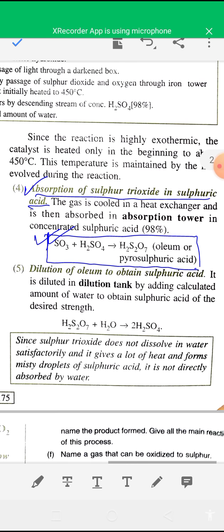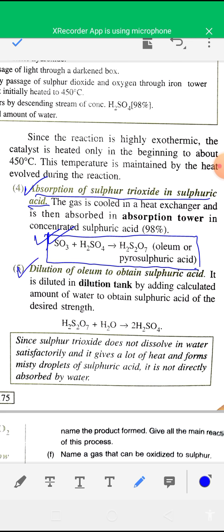In the last step, dilution of oleum to obtain sulfuric acid. You have to dissolve the oleum in water and sulfuric acid will be produced. The last step is H2S2O7 plus H2O gives 2H2SO4.